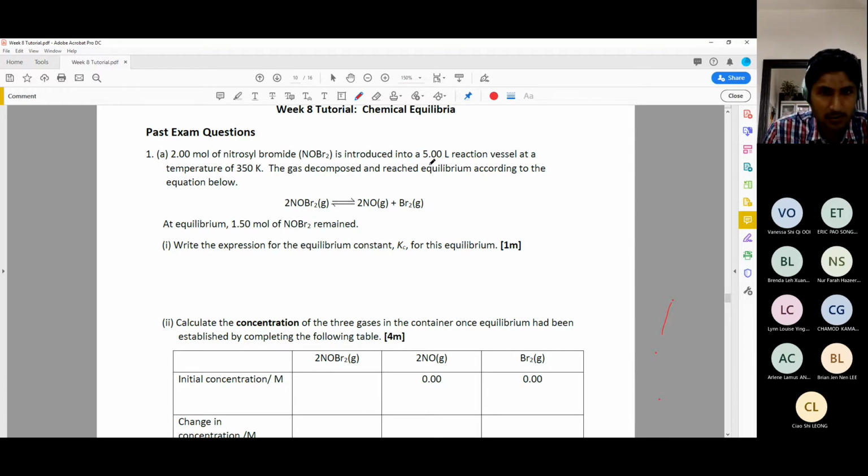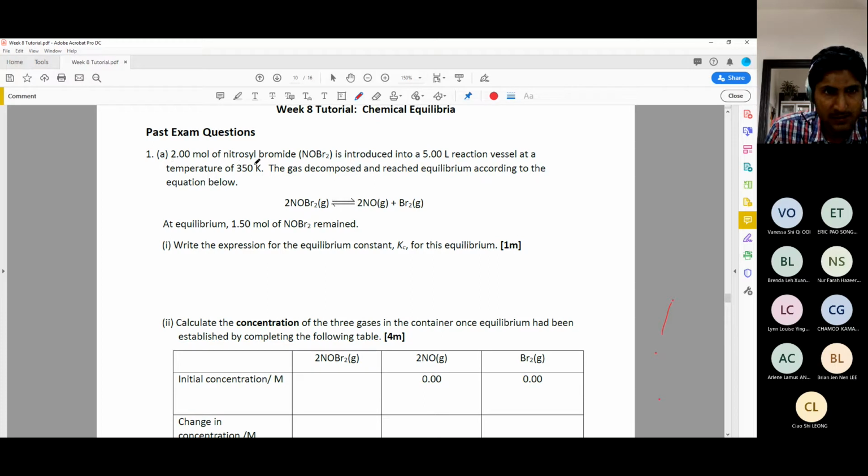So when there is this type of descriptive question, please consider all the numbers and figures. Maybe not all of them will be useful, but most of them will be. So it's better to list them down on the paper: the number of moles of nitrosyl bromide, volume of the reaction vessel, temperature, all these things, so that you don't miss anything.